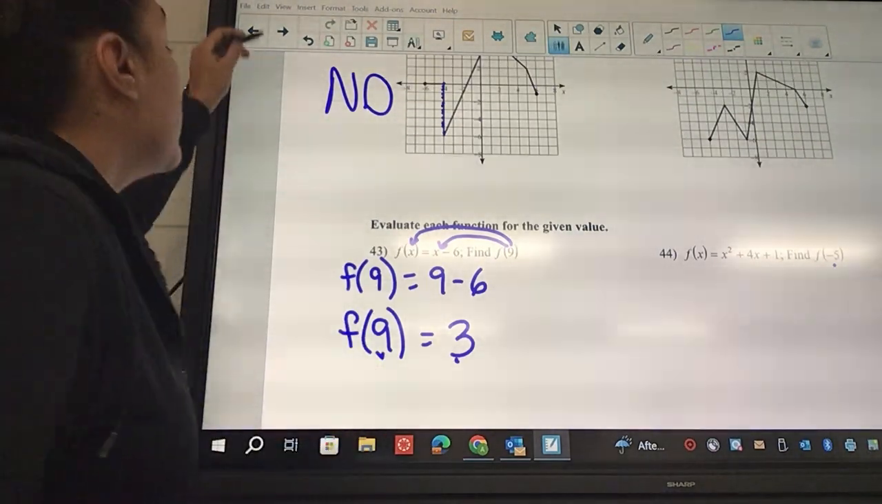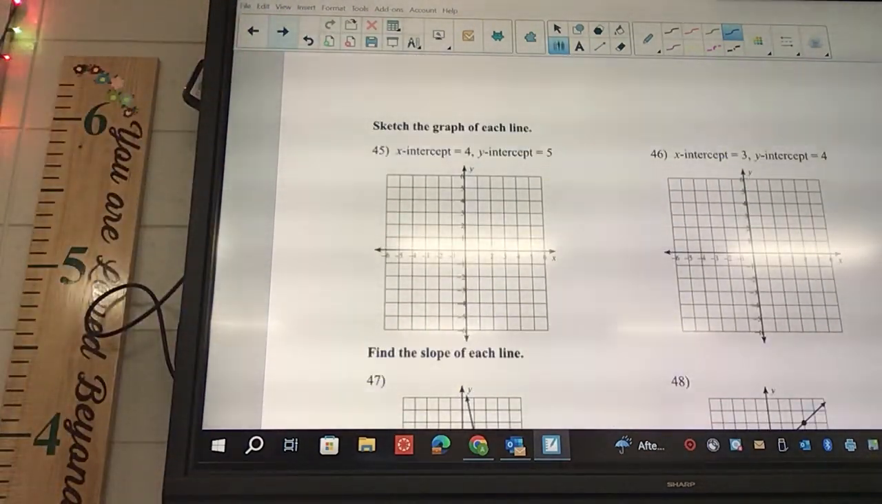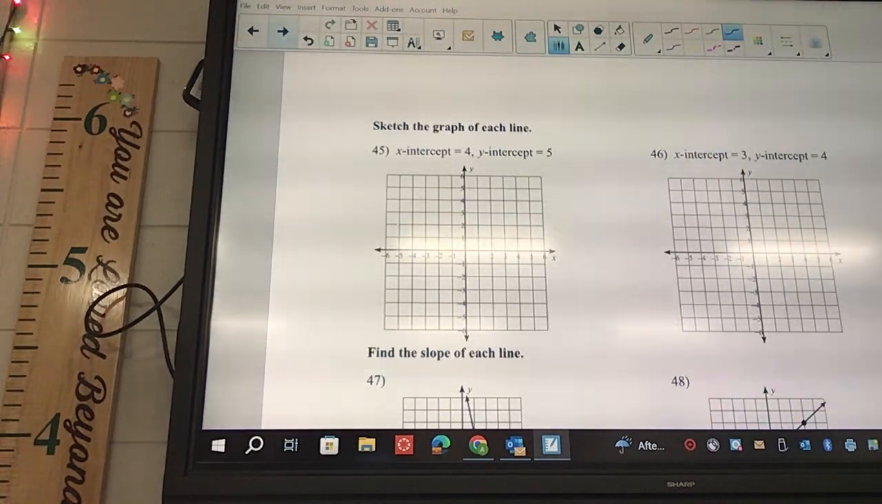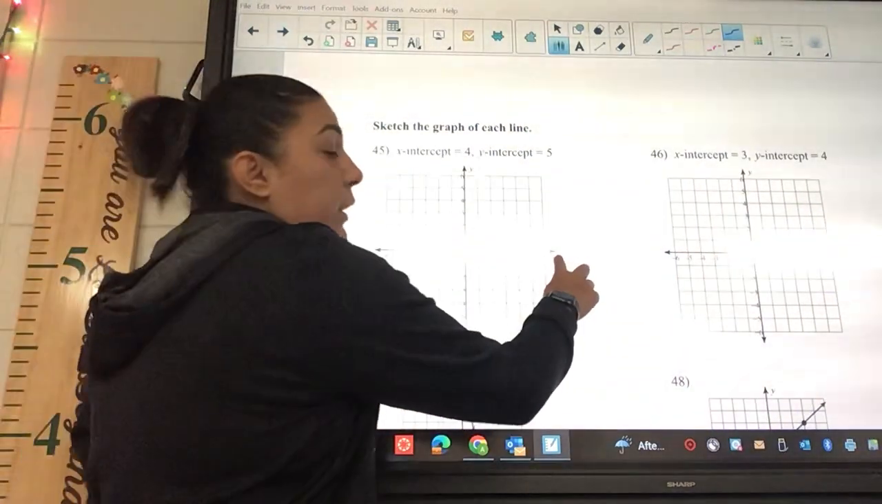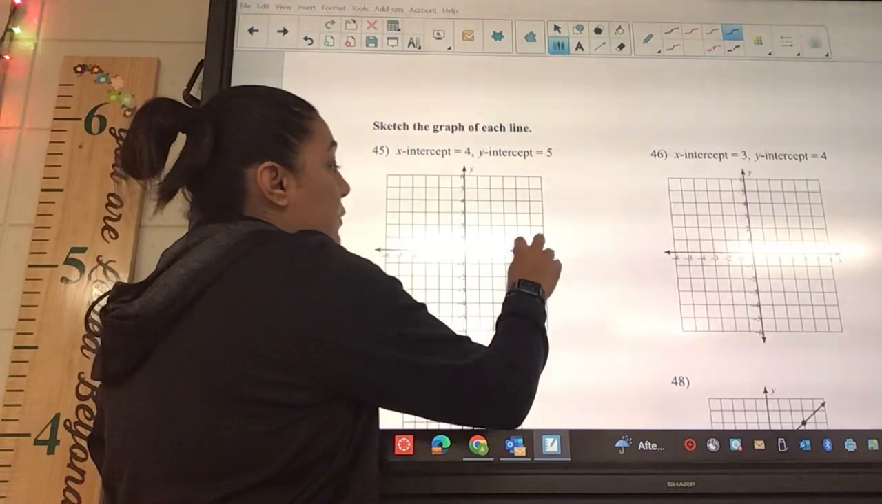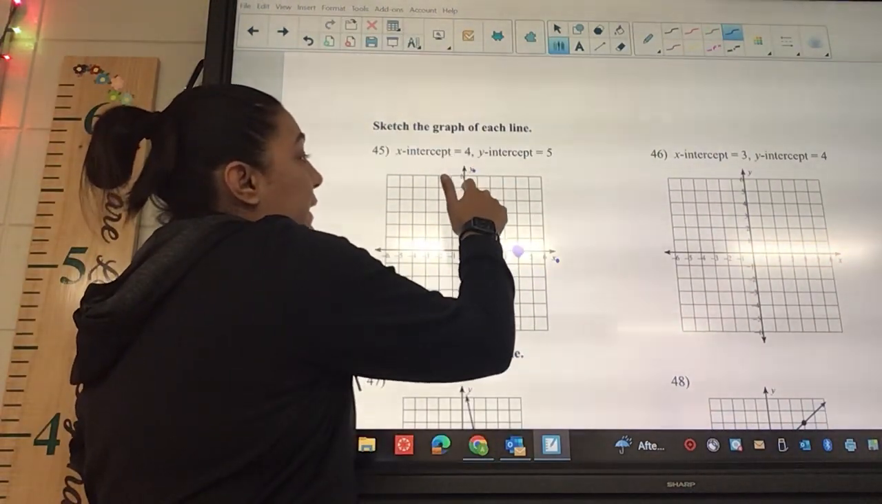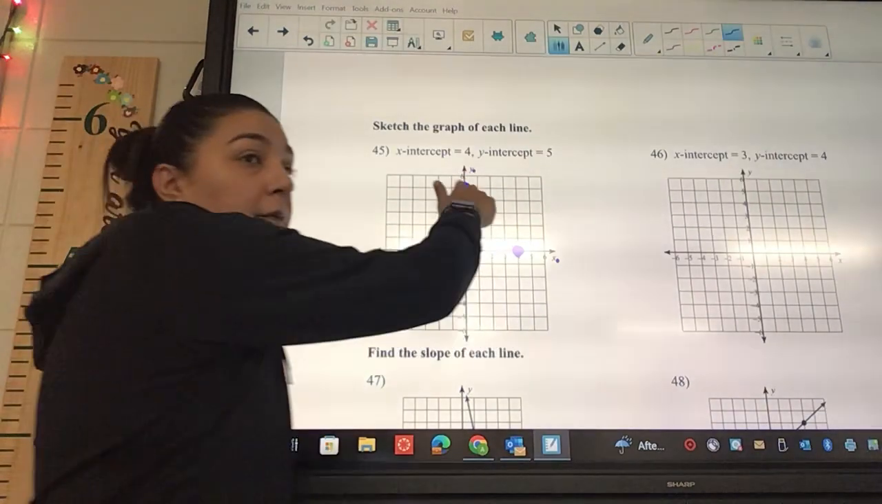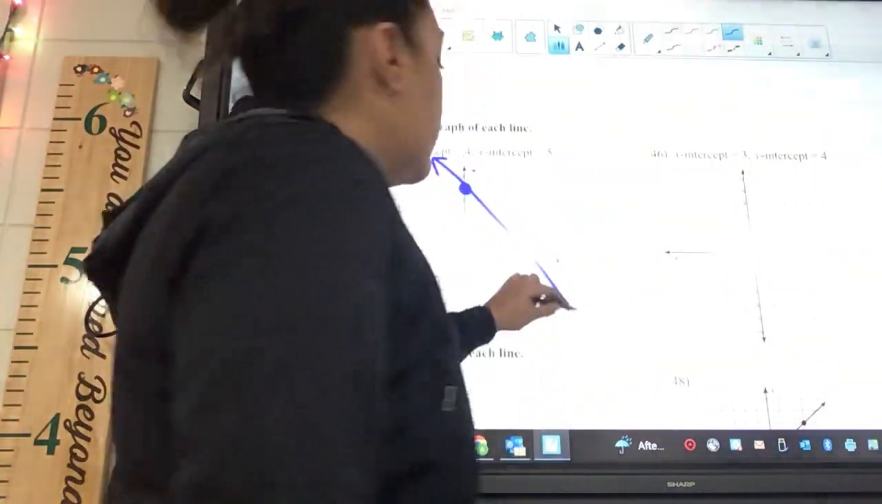We're going to do 2 more. Okay, sketch the graph of each line. Again, there's not much notes. The x-intercept: go to the x line, find the x line, which is here, and then go to the 4 and put your dot. Go to the y line and then find the 5 and put your dot. Then we're going to connect our 2 dots, and that's it.